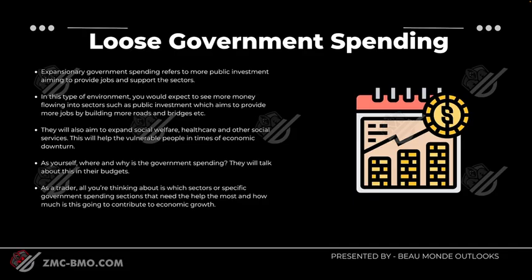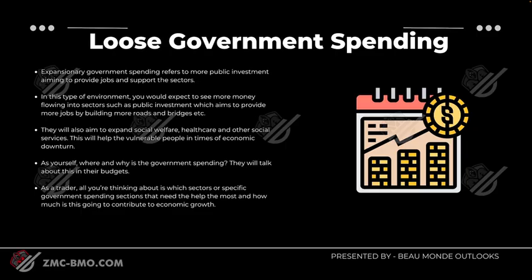In this environment, you would expect to see more money flowing into sectors such as public investment, which aims to provide more jobs by building more roads and bridges, etc. They will also aim to expand social welfare, healthcare, and other social services. This will help the vulnerable people in times of economic downturn. COVID is a good example of that, when the government was refunding programs in terms of housing and social services.